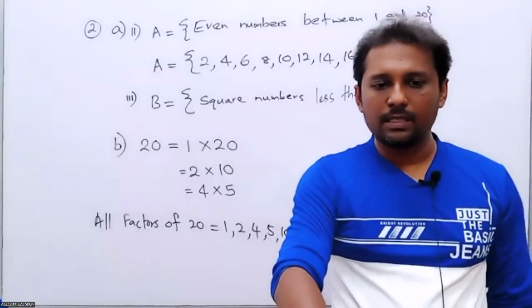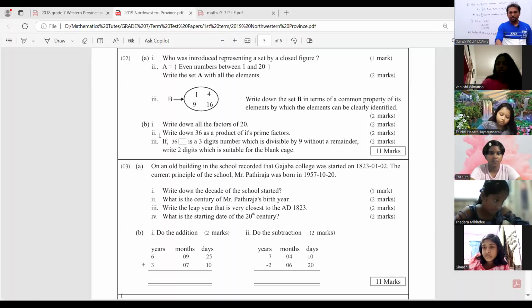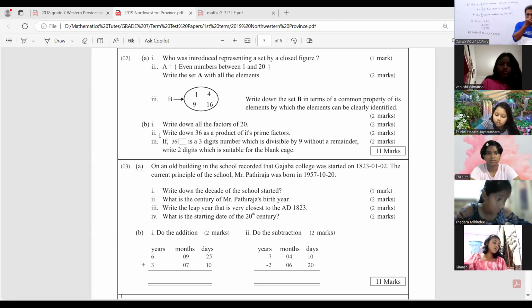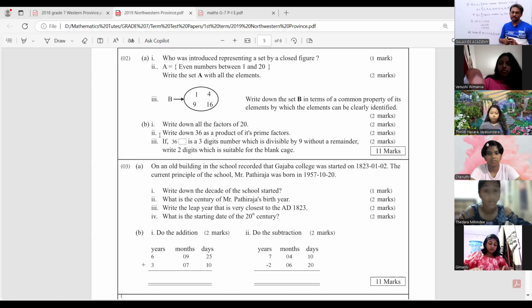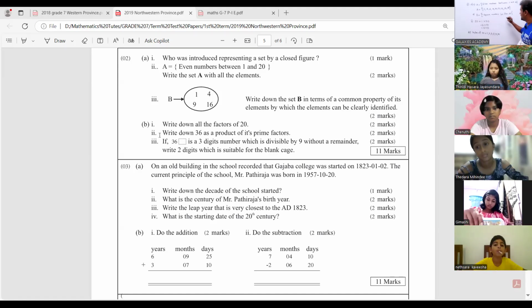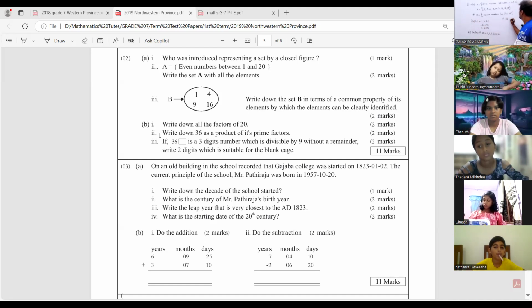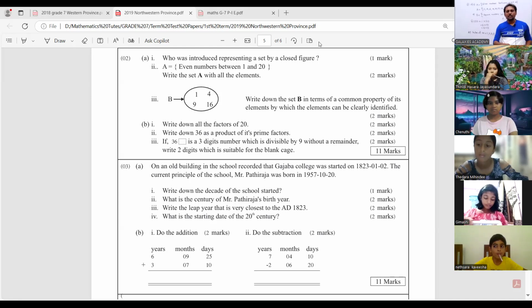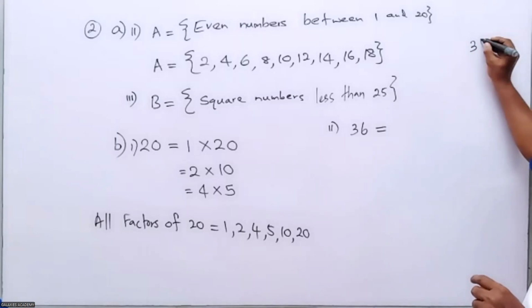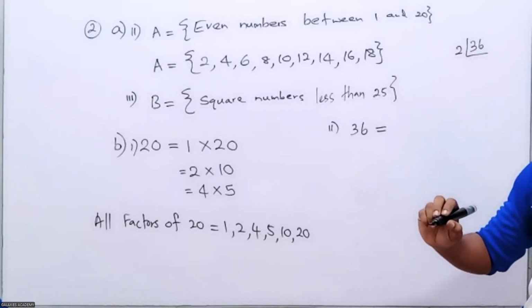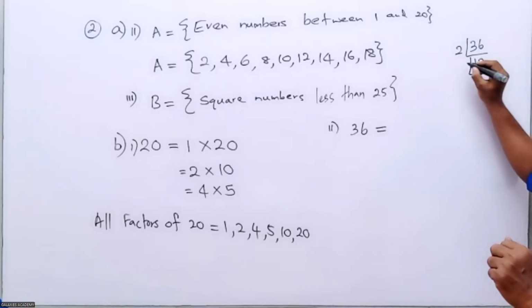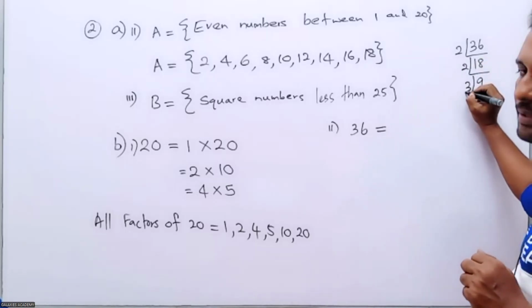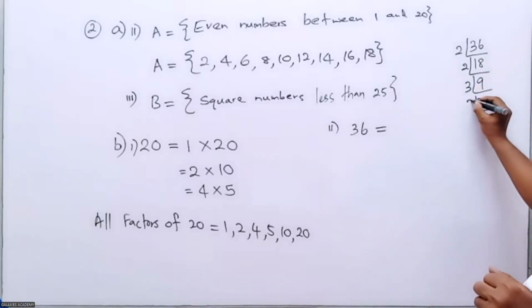Right. Then let's go to the next part, the second part of B. Write down 36 as the product of its prime factors. You have to write 36 as a product of its prime factors. Right? For questions like these, what do you do? You divide 36 by the prime numbers. 36 divide by 2, 18. 18 divide by 2, 9. 9 divide by 3, 3. 3 divide by 3, 1.